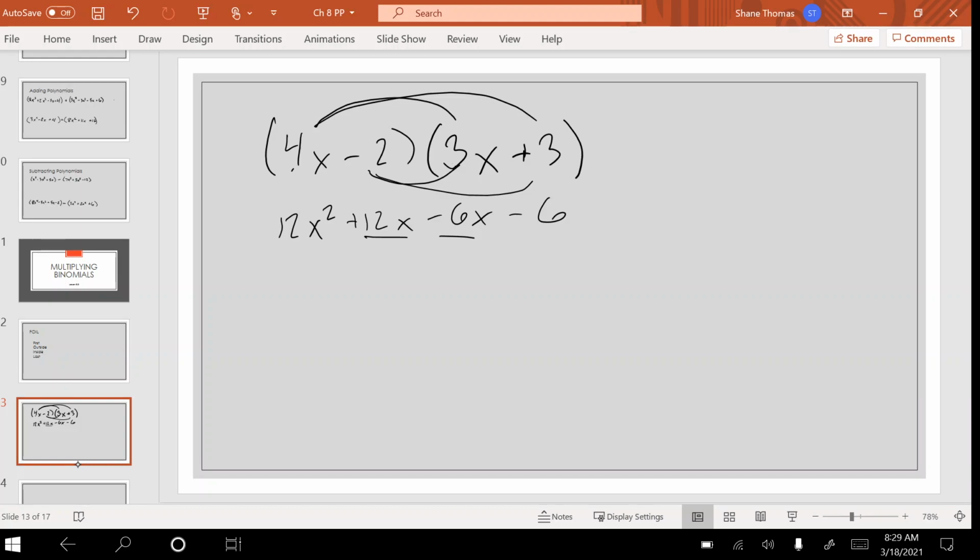Now, is that written in proper polynomial form? Yes, it is. It's written in proper polynomial form because I have the powers of my exponents from biggest on the left to smallest on the right. It goes 2, 1, 0. Now, what type of polynomial would that be? Trinomial. And it's the power of 2, so it is a quadratic. That'd be a quadratic trinomial. Just for some review here. All right? You guys do this one.